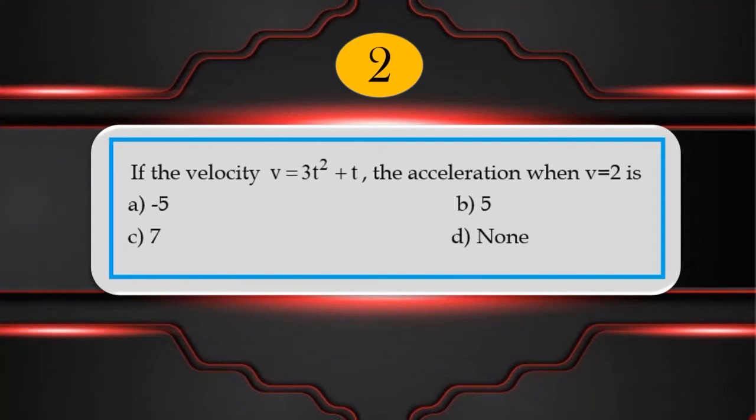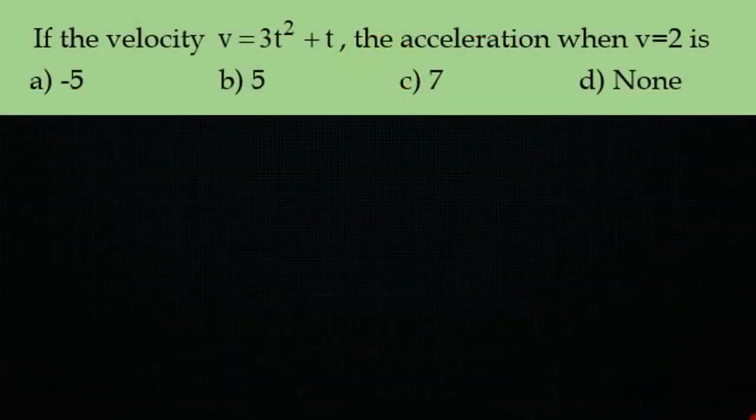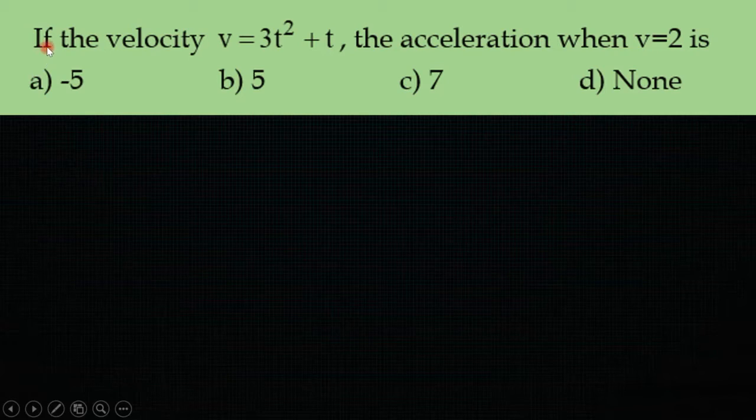Dear students, see the question number 2. Read the question and write it. The question is, if the velocity v = 3t² + t, the acceleration when v = 2 is, options are minus 5, 5, 7, none. Let us find this.